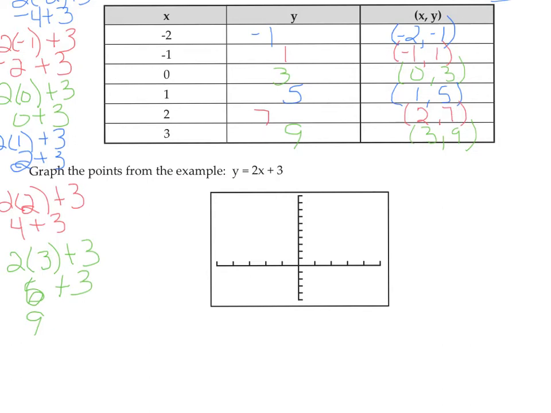So let's see. -2, -1 will be down here. Right there. -1, -1. Okay, this is not right. -2, -1 is here. -1, +1 is here. 0, 3 is here. 1, 5 will be there. 2, 7 will be up there. And 3, 9. And you can see they do line up in a straight line.